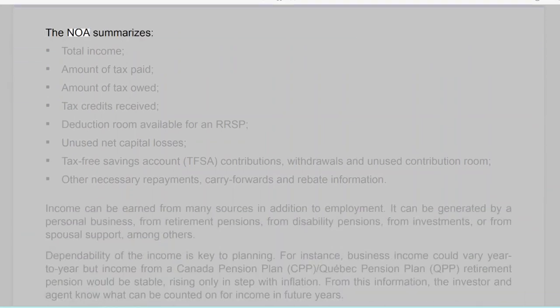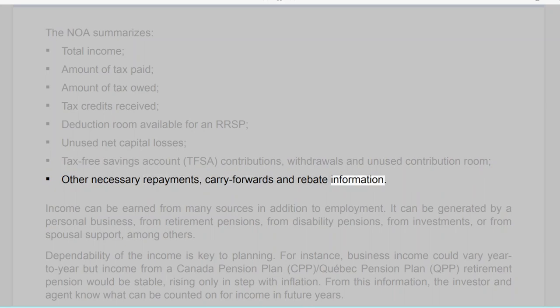The NOA summarizes total income, amount of tax paid, amount of tax owed, tax credits received, deduction room available for an RRSP, unused net capital losses, tax-free savings account, TFSA, contributions, withdrawals, and unused contribution room, other necessary repayments, carry forwards, and rebate information.